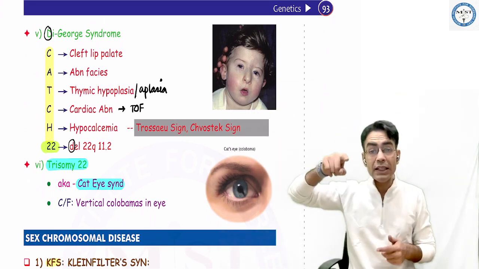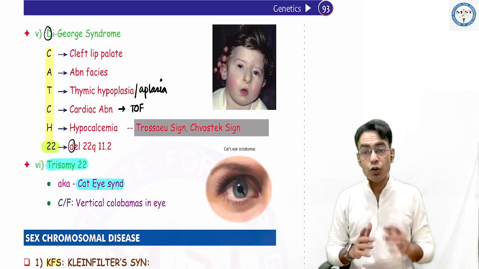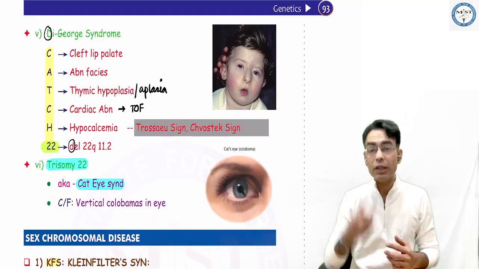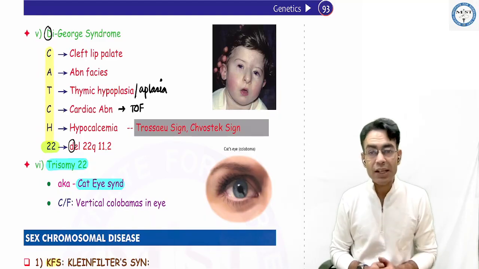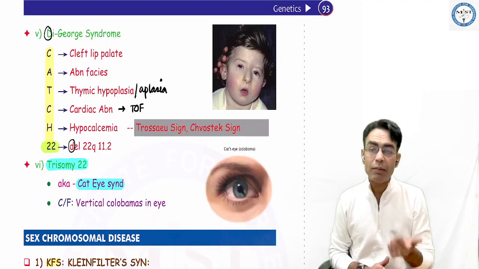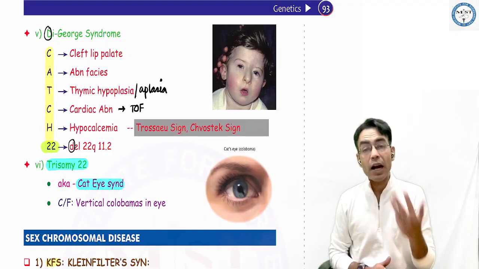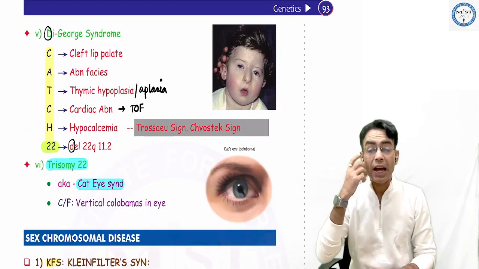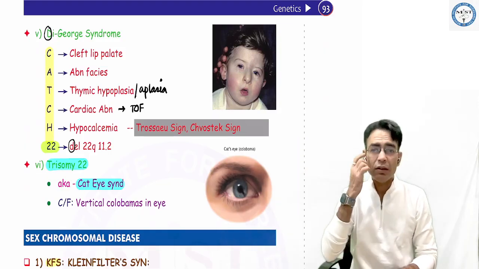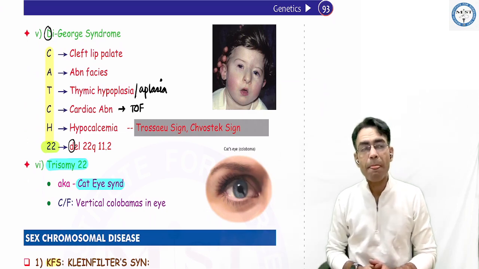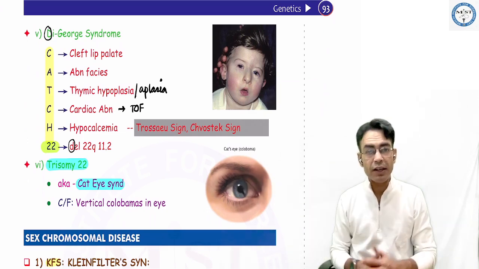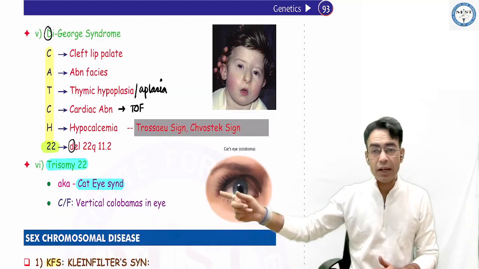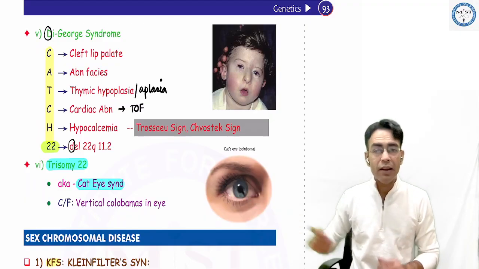But DiGeorge, you have to learn this is deletion of 22. So D for DiGeorge and D for deletion. Deletion 22, DiGeorge. Trisomy 22, cat eye. In DiGeorge the mnemonic is CATCH 22. So you are having cleft lip and cleft palate, abnormal faces, thymic hypoplasia. In cardiac abnormality, what happens? Tetralogy of Fallot. They show hypocalcemia, Chvostek sign, and the obstetrician's hand twitching because of muscle irritation, and deletion of 22. And trisomy 22, we have done: vertebral colobomas in the eye, that is your cat eye.